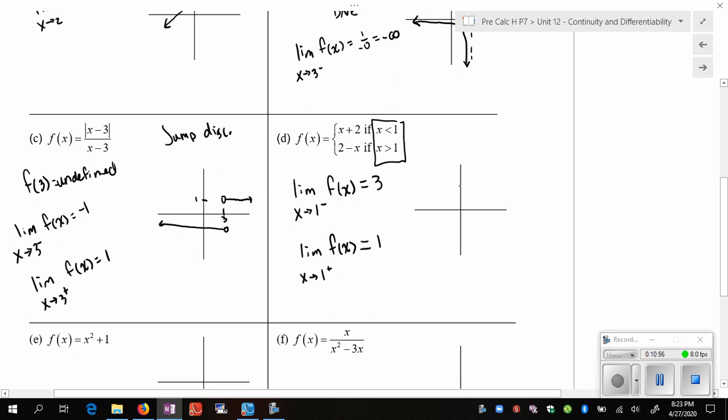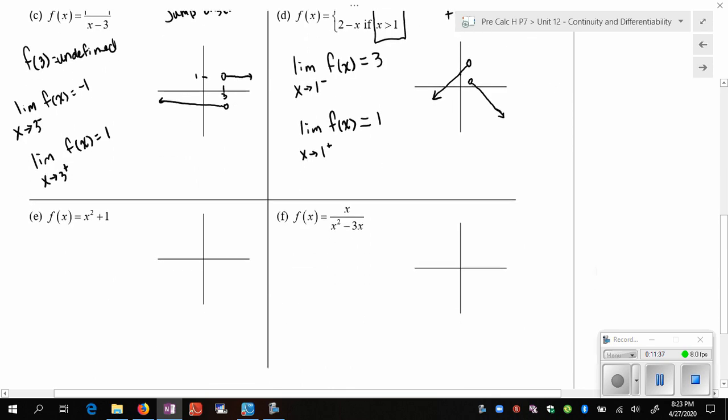So x plus 2, if I graph that, we already have it actually in part A, right? A line with a slope of 1, looking like that. And then 2 minus x is going to be a line that looks like that. The other reason I guess I should have known that this is not going to be continuous is even just the fact that f of 1 is undefined, right? Our piecewise function didn't define a value at x equals 1. Notice the inequalities there.